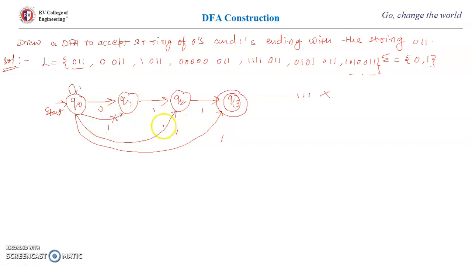Now we'll see this one. If I take this one, what happens? The machine will be in start state Q0, and then input 1 is given. It comes here, and then 1. So 1, 1 is accepted. This is also invalid, so that means this is also not correct.